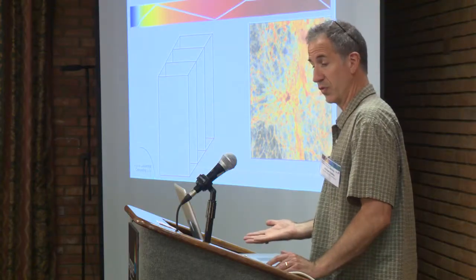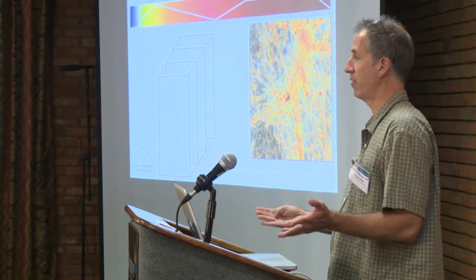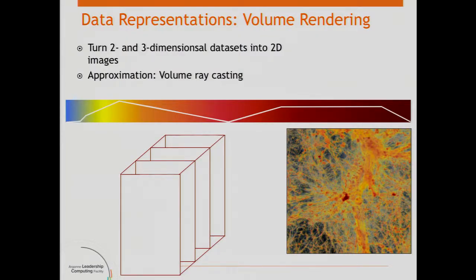So I'll talk a little bit about how volume rendering works. It's a method for taking 2- and 3-dimensional data sets and turning them into 2D images. There's a number of different algorithms and methods for doing this, and generally there's a tradeoff between accuracy and performance. One approximation method that we use often is called volume ray casting.